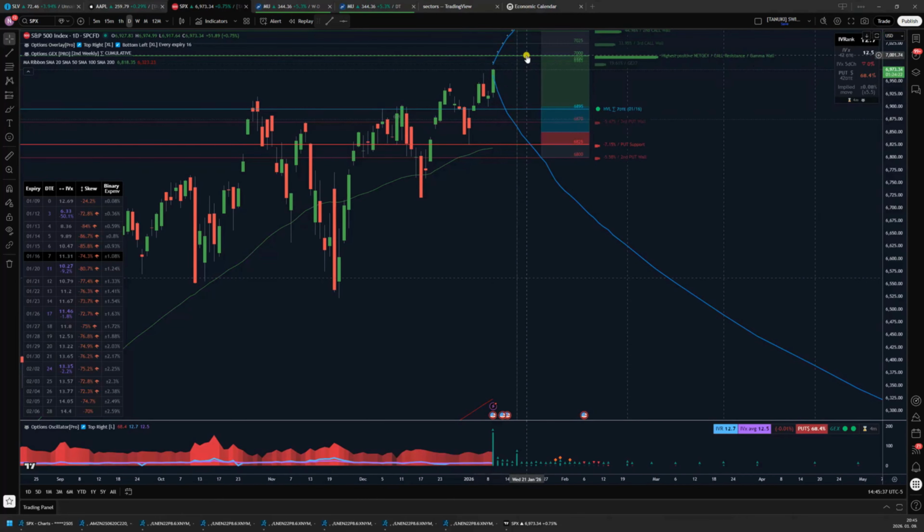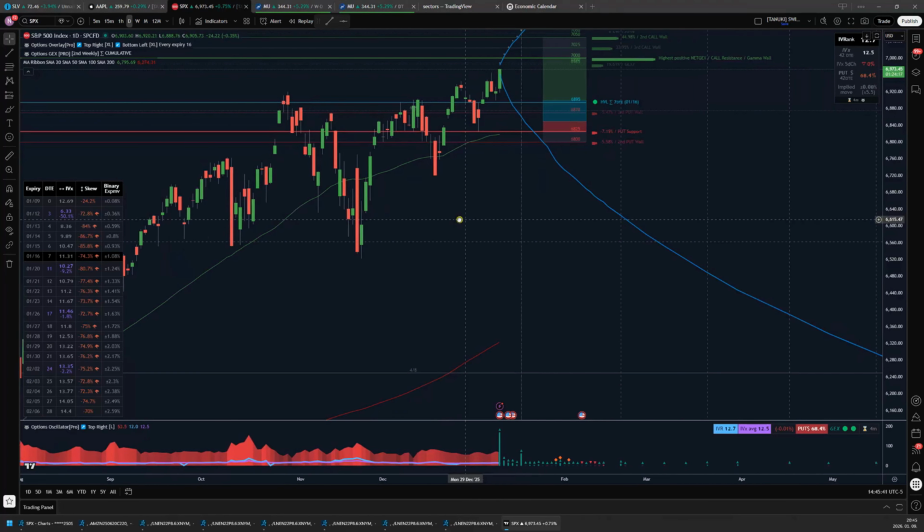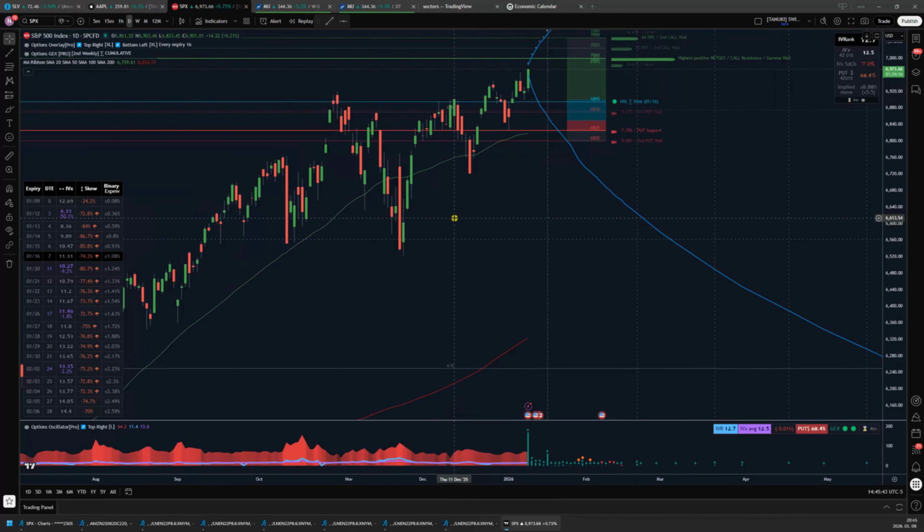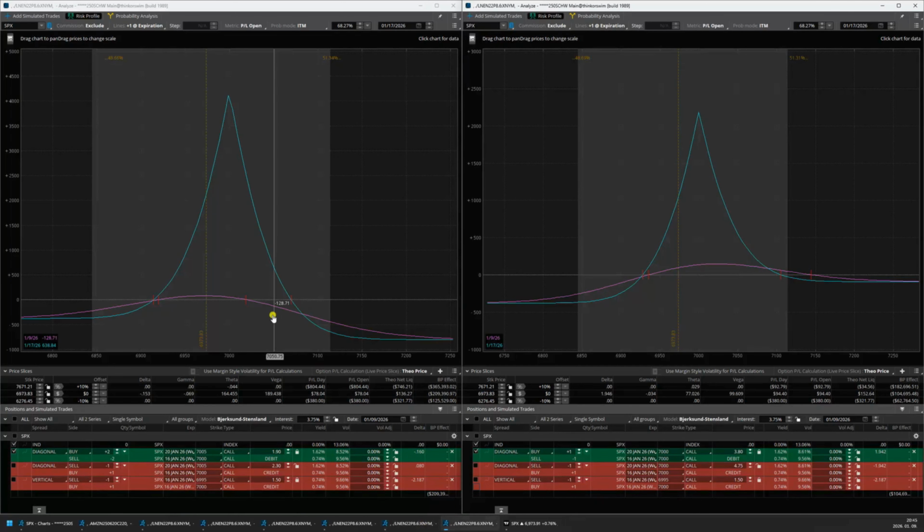And right now we are approaching the 7,000 core resistance, which might reject the price at the first try, but we will see. And since this move is a little bit too fast for the diagonal spread, let's see how they compare to each other. Here you can see the diagonal spread, which is around $80 in profit, and this one is around $19.95. The calendar spread is doing obviously better because of the higher delta.